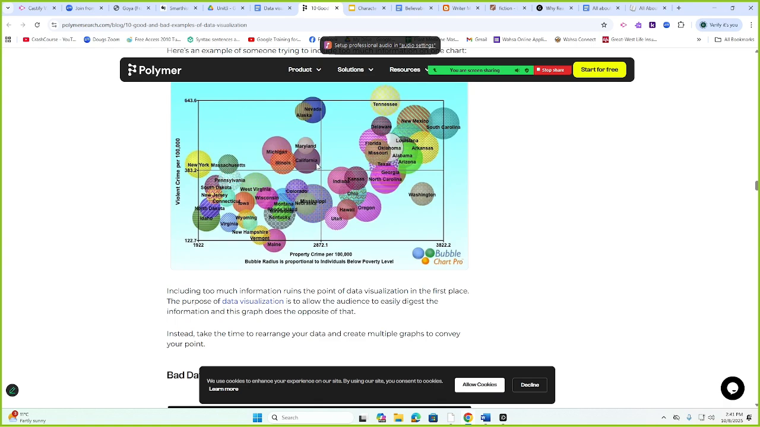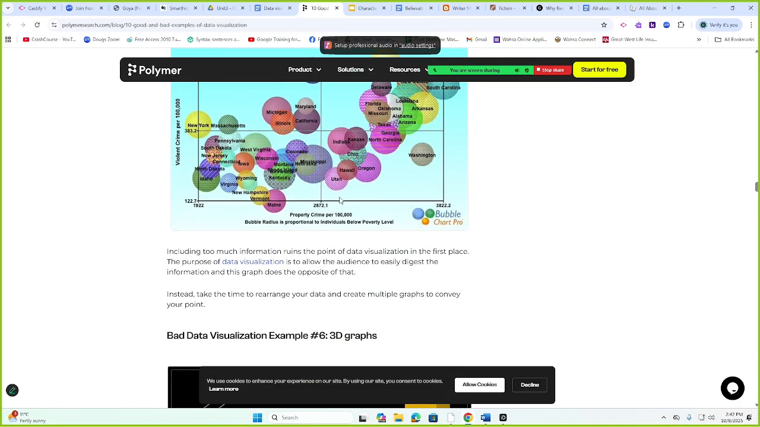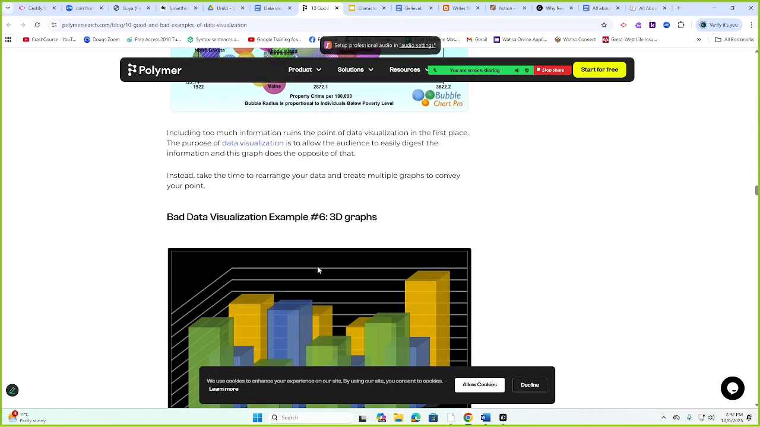Like Michigan looks like it has the same number of individuals as California. But over here, it's really hard to make out the different states and the actual circles that represent them. So that information is really hard to digest. Instead, you may have to rearrange your data and create multiple graphs to convey your point.